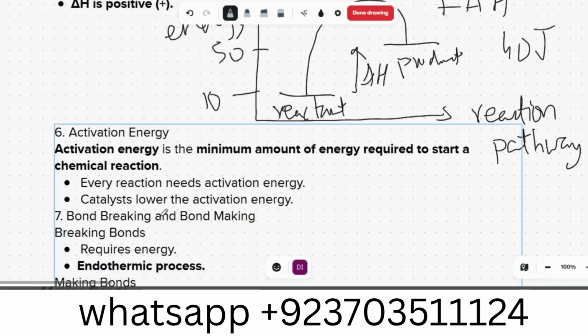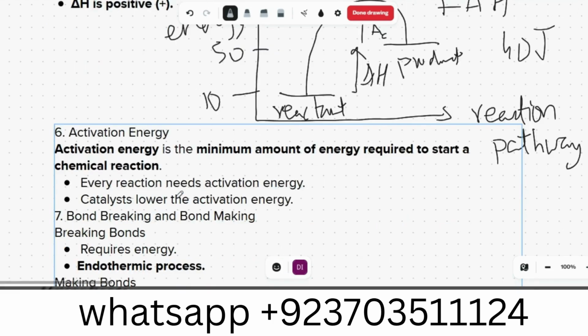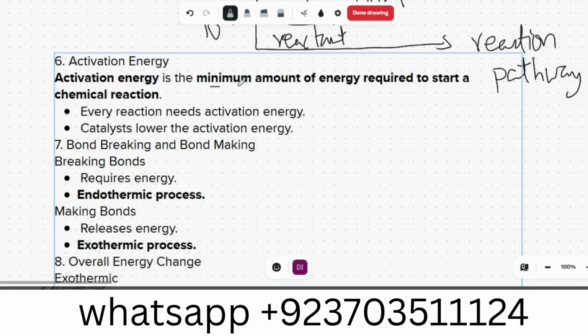Now what is activation energy? As you can see from the plot, it is called Ea; most of the time we write it as a capital E with a small a. Activation energy is the minimum amount of energy required to start a chemical reaction. Every reaction needs an activation energy. Catalysts lower the activation energy.